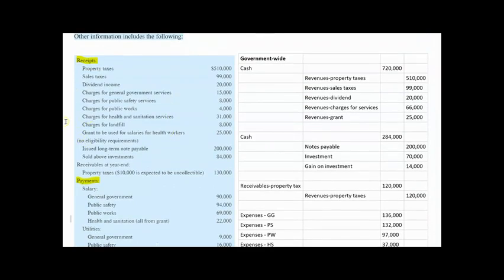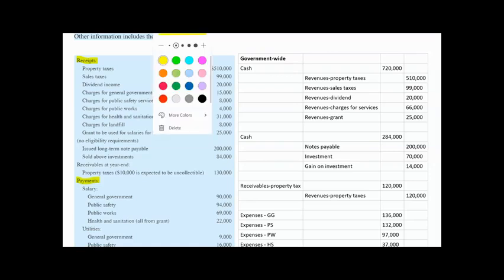Under receipts, we have receipts from property tax, sales tax, dividend income, charges for general government service, charges for public safety service, charges for public works, charges for health and sanitation service, and charges for landfill. I'm going to put them together and consider them as one category, as different types of revenues. Then I prepared the first journal entry here.